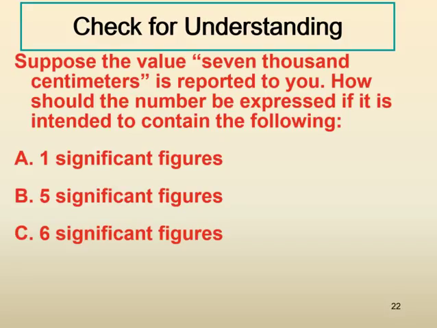So if you want to report 7,000 centimeters with 1 significant figure, you're going to include a 7 and no decimals, right? Trailing zeros in numbers with no decimals are not significant, so there's 1 significant figure present there. For B, they want 5 significant figures. How do I do that? I add a decimal and then an extra trailing 0. I know with more certainty that is 7,000 centimeters. Similarly, for 6 significant figures, you'll add yet another trailing 0 behind a decimal.